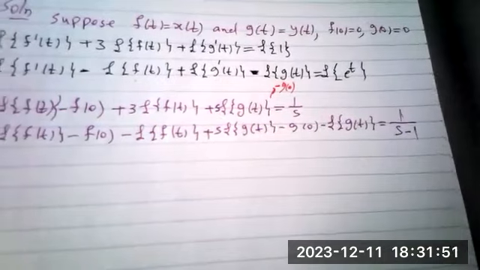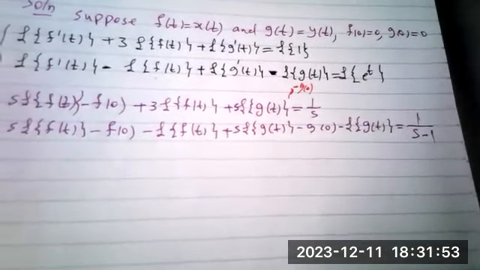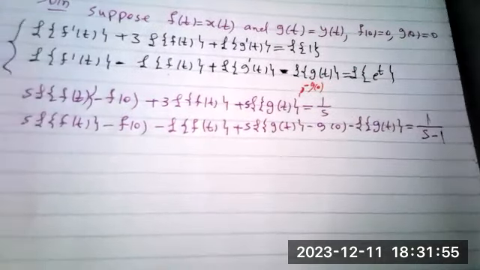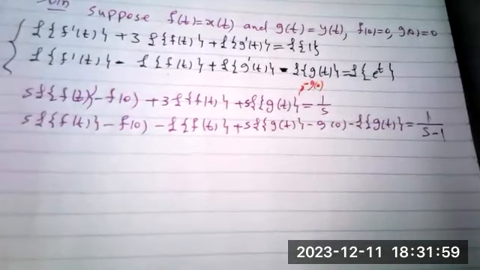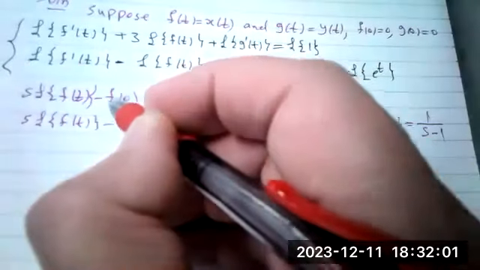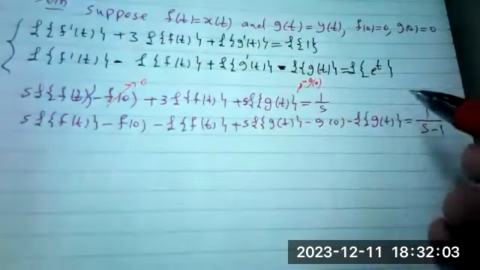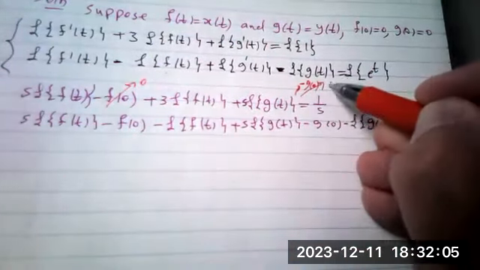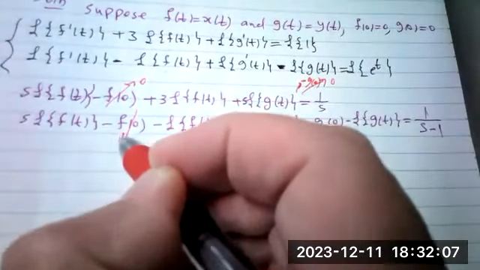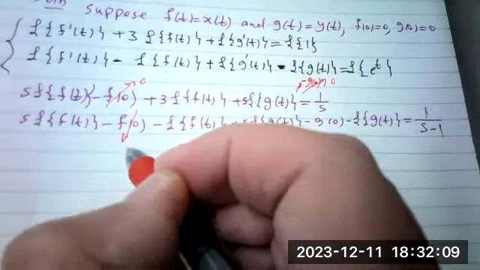Okay, so we change the primes. That's it. We change the prime to s Laplace of f of t. Now apply the initial condition. f of 0 is 0, so this would disappear, and this would disappear. We get 0. All of them are 0.